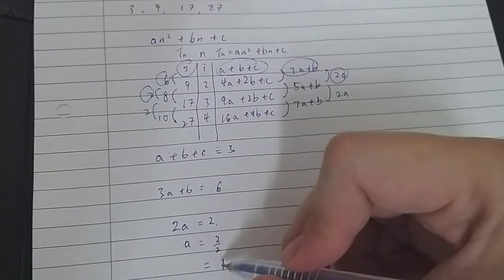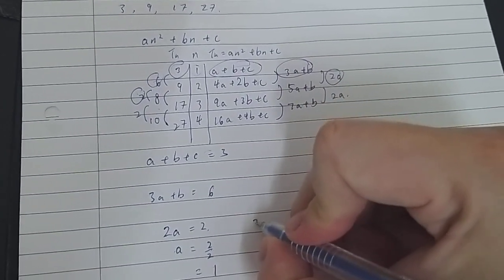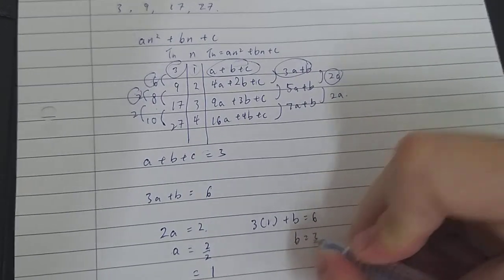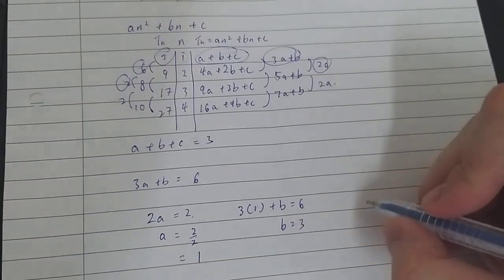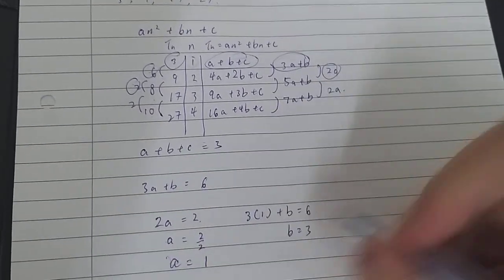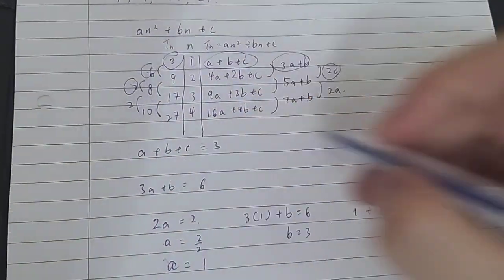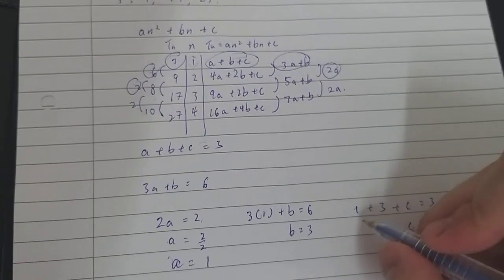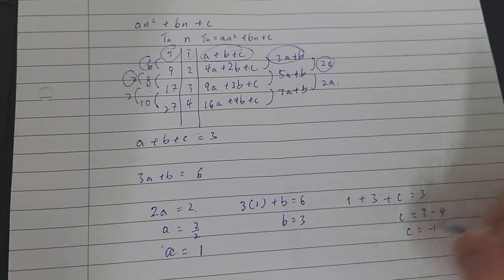Now that I know a is 1, I can solve this one. So 3 times 1 plus b equals 6. So b equals 3, because 3 brought over, 6 minus 3, I get 3. And then finally, since I have a and b, I can have 1 + 3 from the a and b, plus c equals 3. So c, here is 4, 3 minus 4, I get negative 1.